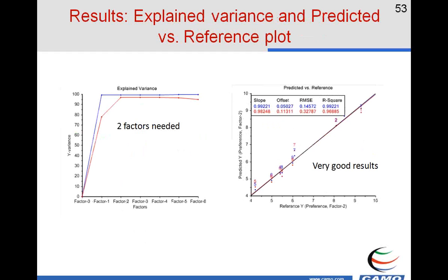Then some other result is that in this model we need only 2 factors, and that's the result that we get when we predict the preference. We will get a very good result actually. We get an R square of 0.97, so that's the correlation coefficient squared, which is very close to 1. And we get an error in validation of 0.32. When you predict something from 4 to 10, it's quite a low error. It's less than 5%.